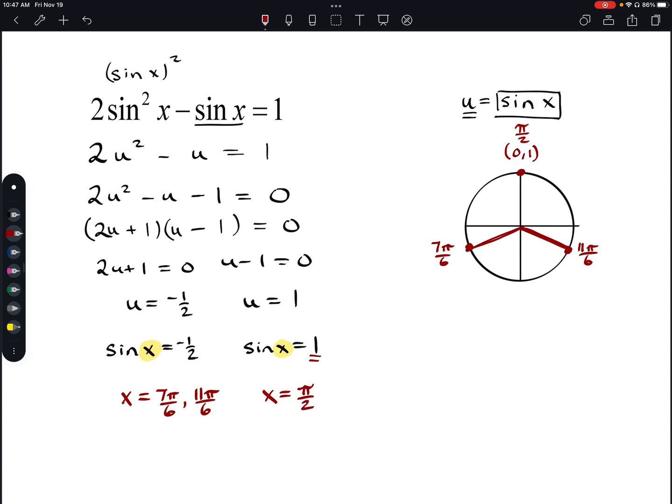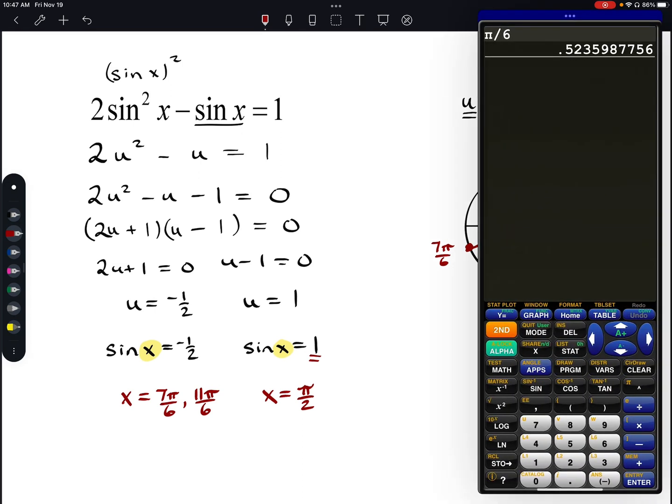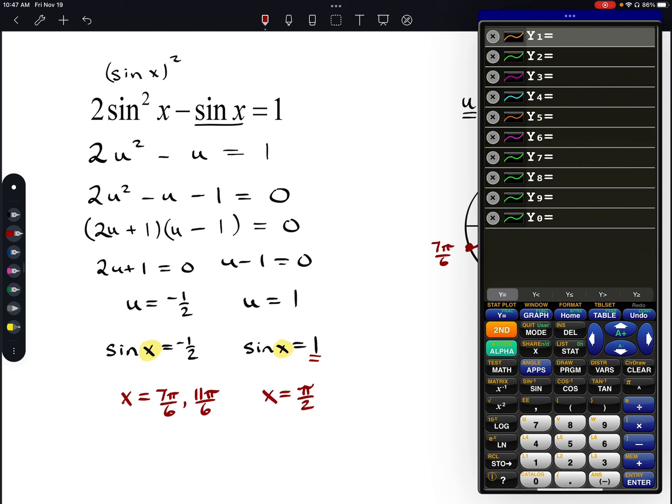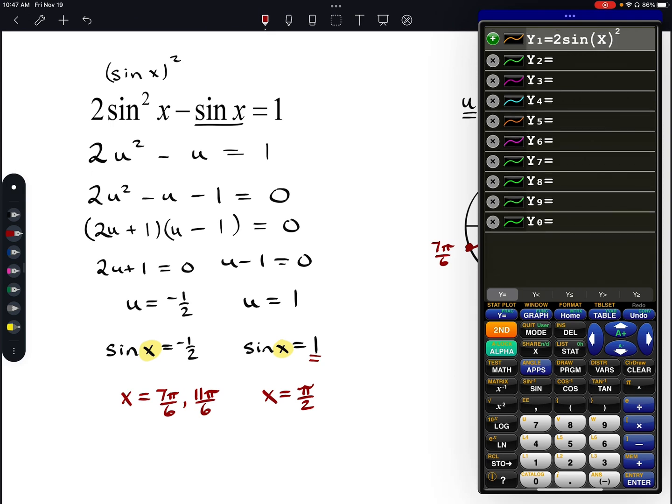Okay, and if you wanted to check it, you could take it just to double check that you had all the answers that you needed. Right, let's take this and let's do 2 times the sine of x, and then we're squaring that. We'll subtract the sine of x. And then I'm going to subtract 1 and set it equal to 0 so I can count the number of x-intercepts that I'm going to have.